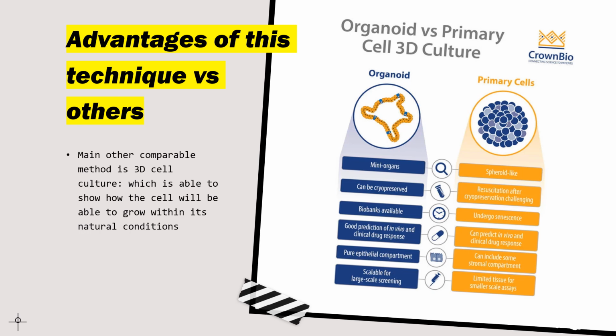Another one that's pretty important is that the 3D cells have the ability to predict the in vivo and clinical drug response, but organoids have a better prediction of the in vivo and clinical drug response. And lastly, the 3D cells are good for limited tissue for smaller scale assays, where the organoids have that advantage. They are scalable for a larger scale screening.